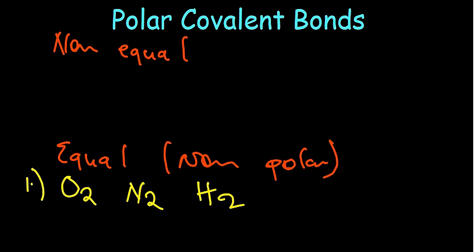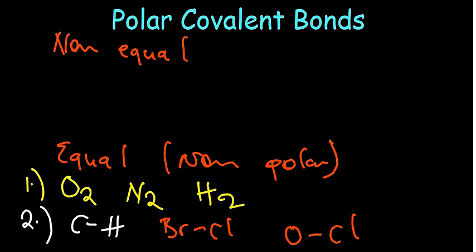Now I also stated that they are not the only examples. I said not all different elements forming a chemical bond are polar. Some of them are also non-polar. For example, if you look at carbon and hydrogen, this bond is also non-polar. There's equal sharing of electrons between carbon and hydrogen. We can also look at bromine and chlorine, oxygen and chlorine. All these are non-polar. They share electrons equally.